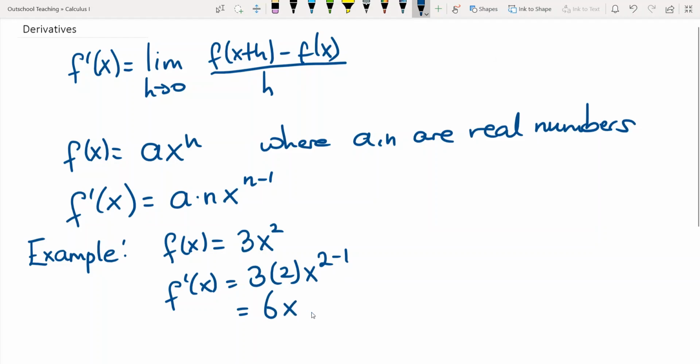So one of the things I want to share is that we're going to be building on this idea, but it's going to save us time rather than having to do this long way. One of the cool things about this is if you're given a question that requires you to use the long way, you can always check to see if your answer is correct by using this shortcut.